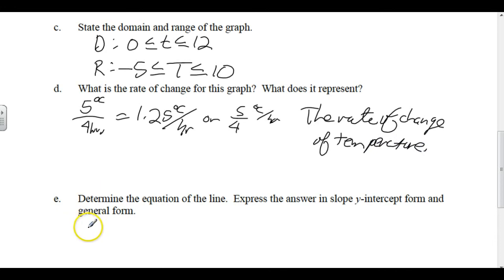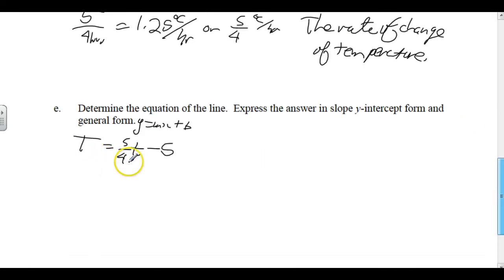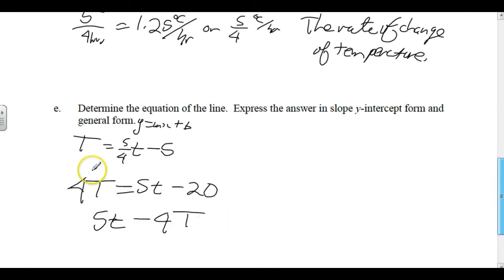Determine the equation of the line, slope y-intercept form. Okay, so remember, that's y equals mx plus b. So T, that's your capital Y, is equal to 5/4. Don't want to use a decimal, right? Want to use a fraction. 5/4 little t minus 5. That's your y-intercept. To go into general form, we're going to multiply through by 4. 4T is equal to 5 little t minus 20. This is positive, so 5t minus 4 big T, bring that over, minus 20 is equal to 0.